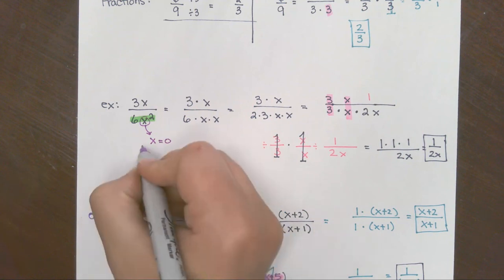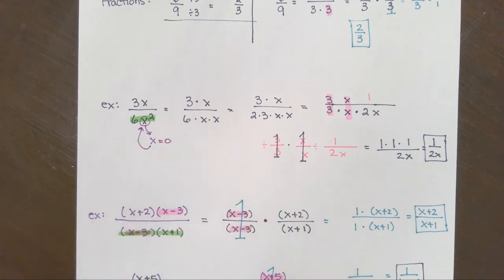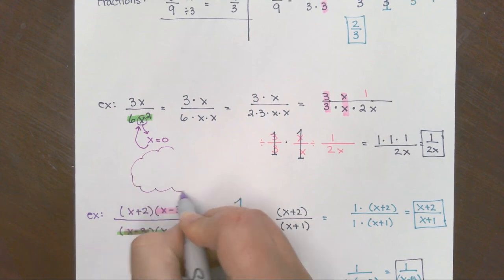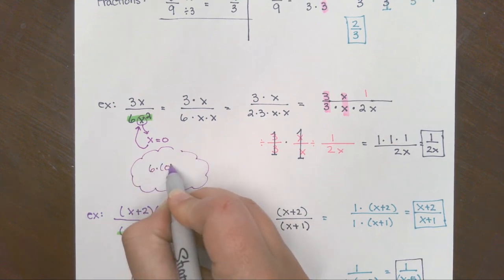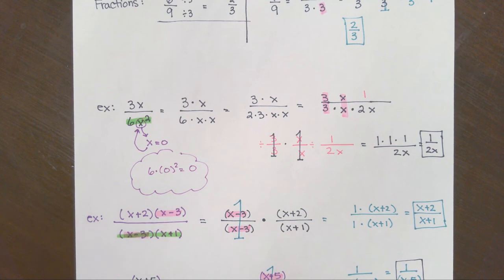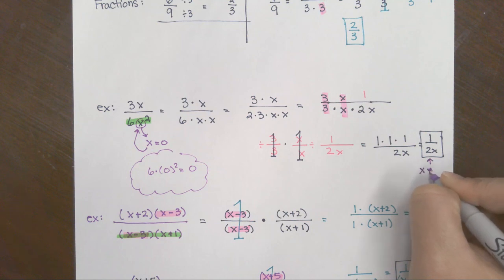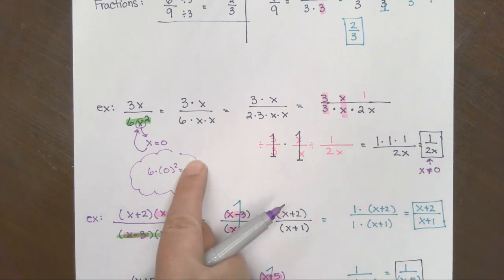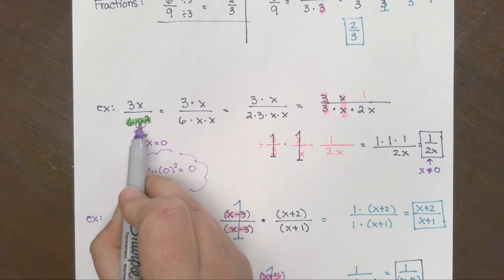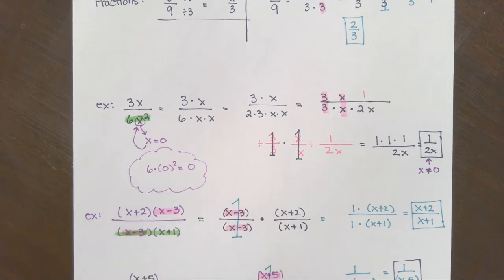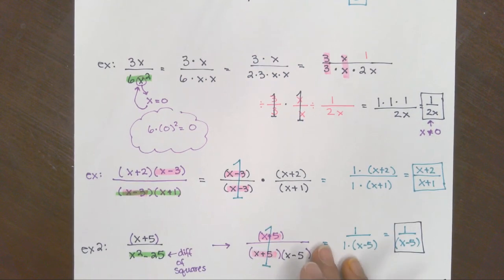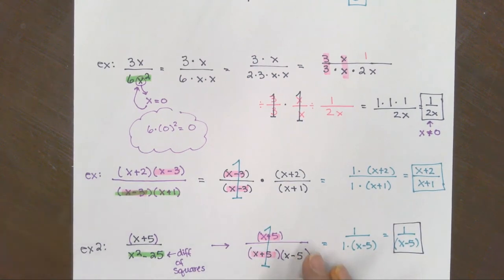If I plug in 0 into x, here's my thinking bubble, 6 times 0 squared is 0. However, the denominator cannot equal that 0. So what will happen is the answer does not exist, but we're saying it does exist. So as part of our answer, we're saying x cannot equal 0. It's not this 0, it's when we plug it in, that x value cannot be 0 because the denominator will be 0. Let's try this again on the example number 2 or 3.